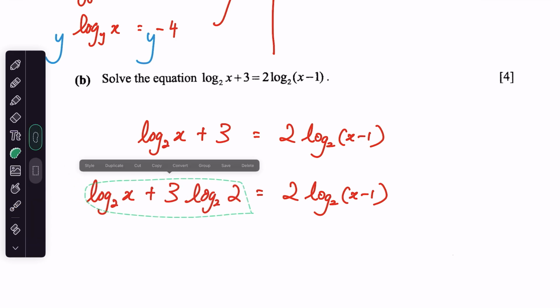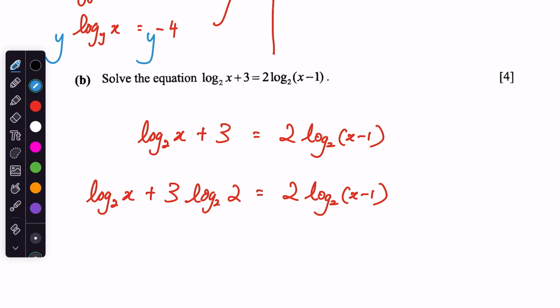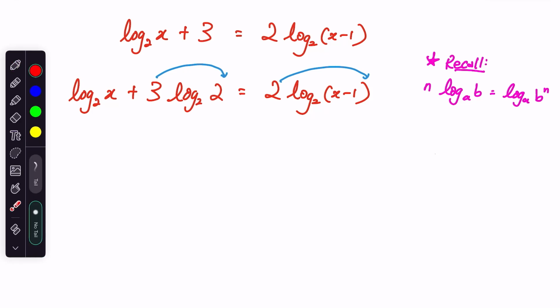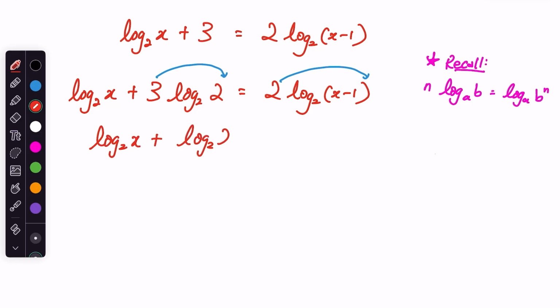Now I need to bring this number in front up here as a power. Let's recall this property: if I have log base b of A, and I have multiplied by n, I can bring the n into the logarithm and it will become the power for A. I can bring the power up, I can bring the power down. In this case, I'm going to bring the power up. So I will get log base 2 x plus log base 2 to the power of 3 equals log base 2 (x minus 1) squared.